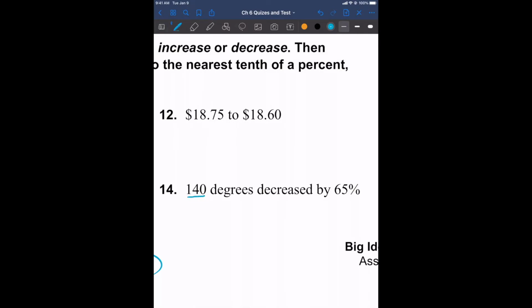140 degrees decreased by 65%. Remember, we say 65% of 140. 0.65, of means times 140. So I'm going to do that. 0.65 of 140 is 91.